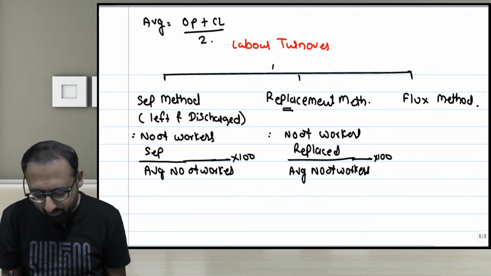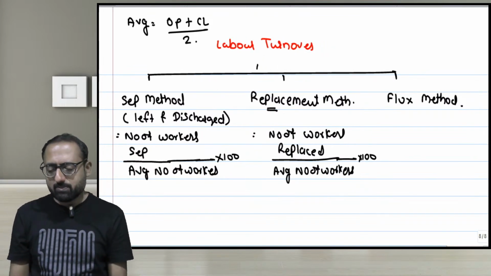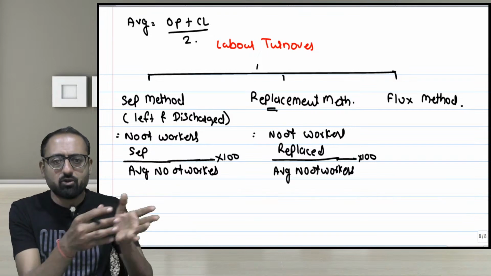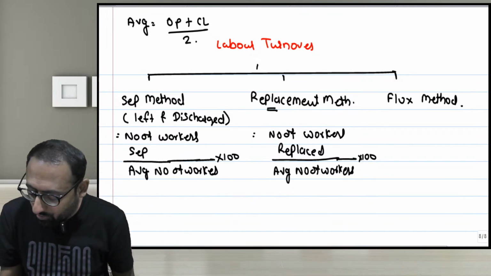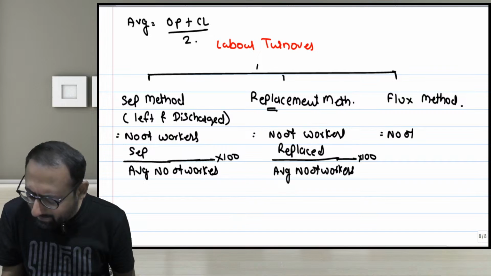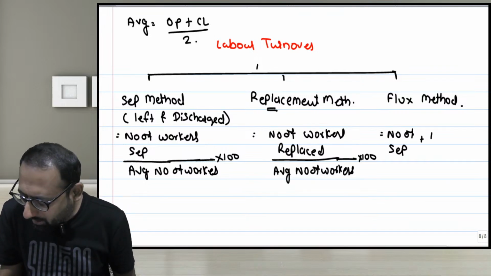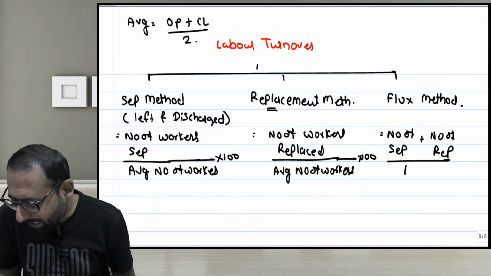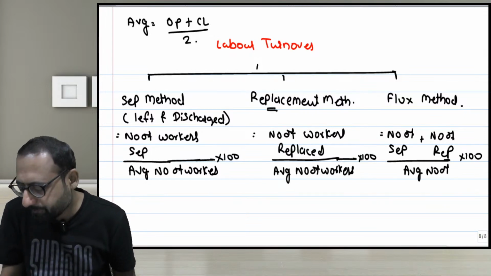Now the flux method. Sir, the flux method, as I told you, is just an addition of these two formulas. So number of workers separated plus number of workers replaced, divided by average number of workers, multiplied by 100.